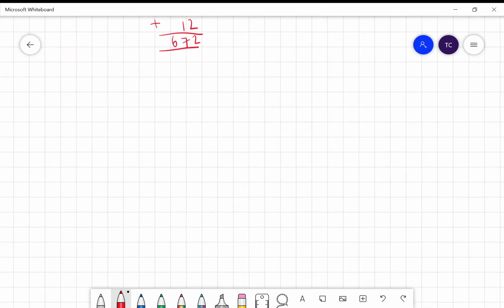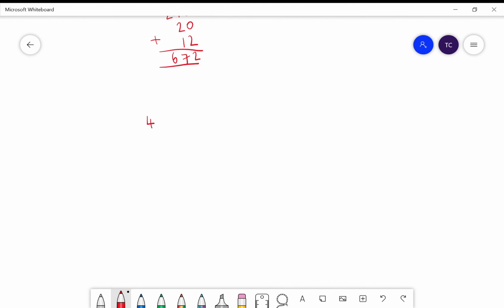So we've got 42 times 16. So again, 42 I'm going to write down as 40 plus 2. Now, for 16, instead of writing it as 10 add 6, I'm going to write it down as 20 take away 4. So 20 times 40 is 800. 20 times 2 is 40.